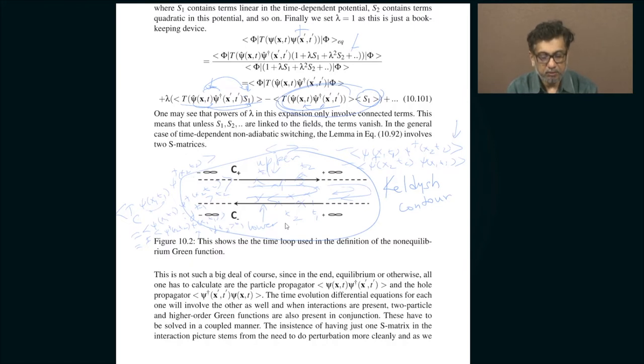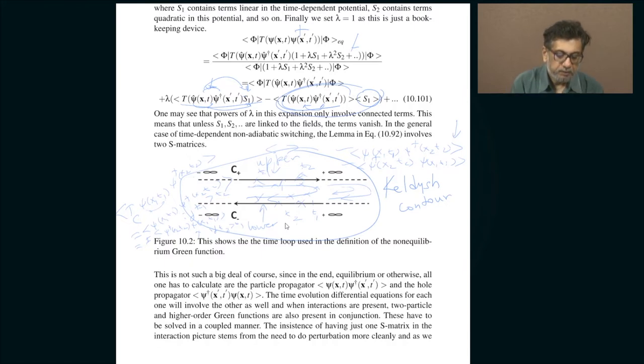Now if both are on the same branch, then you will get your usual time ordering. If both are on the upper branch, you will get time ordering in the sense in which you normally expect. If numerically T2 is larger, you will get a hole Green's function, and if numerically T1 is larger, you will get the particle Green's function.